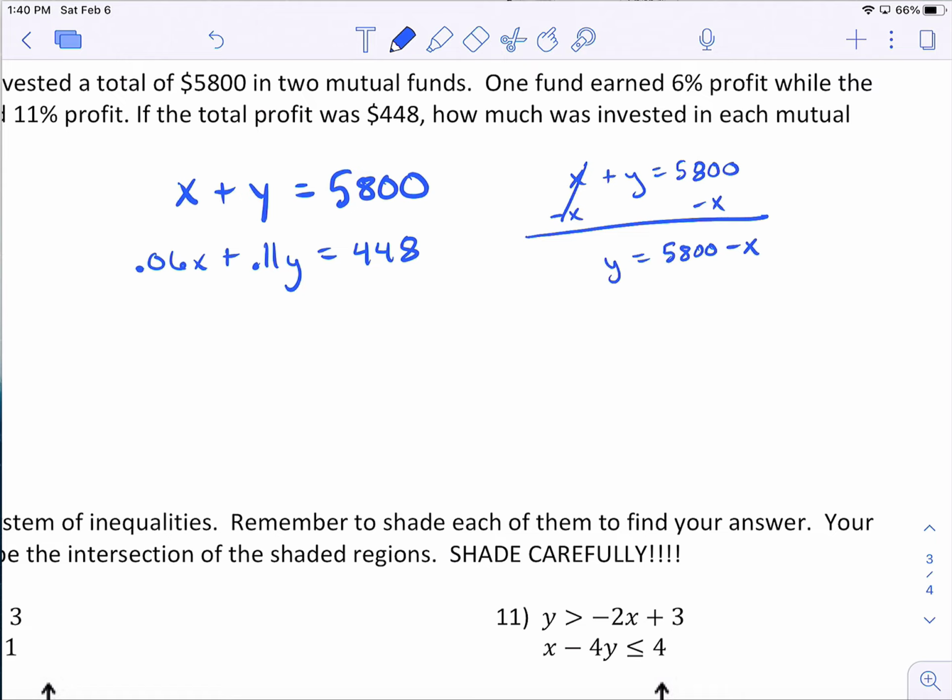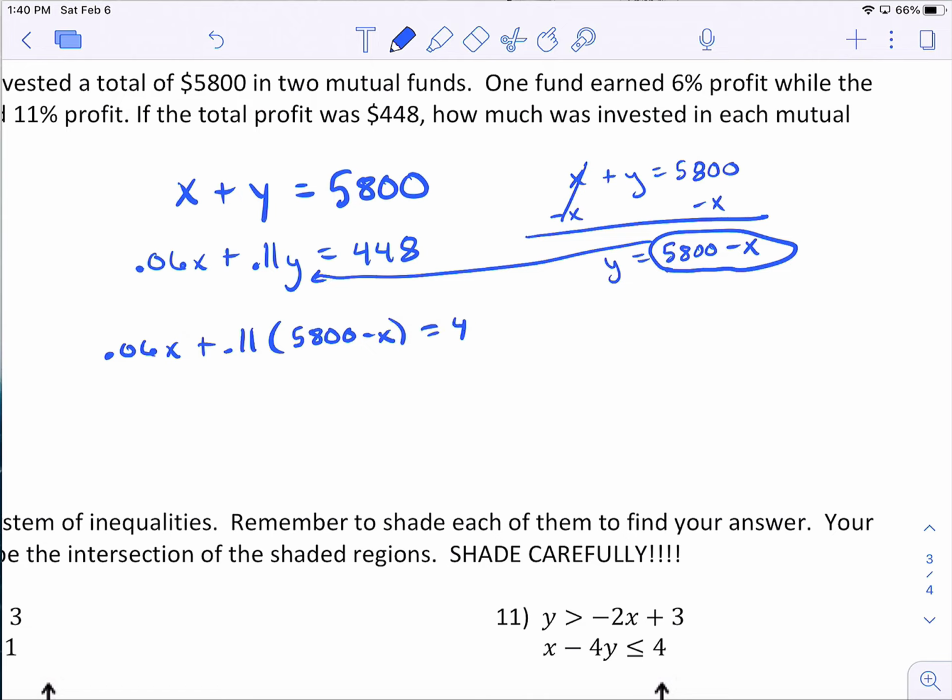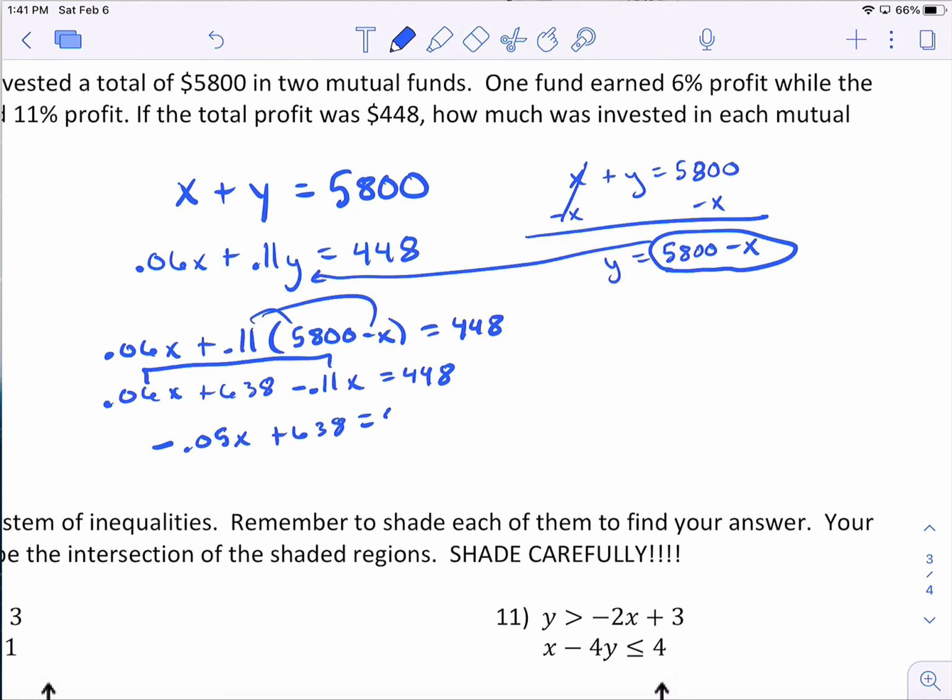Since I'm not graphing, it doesn't really matter. And then I can take this and plug it in for y with the decimals. So this one's going to be a big time calculator problem because of that. So y is 5,800 minus x. And now I'm doing the exact same thing I did on all the other ones. Distribute. I'll have to combine like terms after I figure out with my calculator what 0.11 times 5,800 is. I got 638 minus 0.11x equals 448. Combine my like terms. That should give me negative 0.05x plus 638 equals 448.